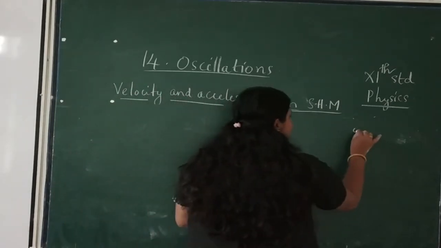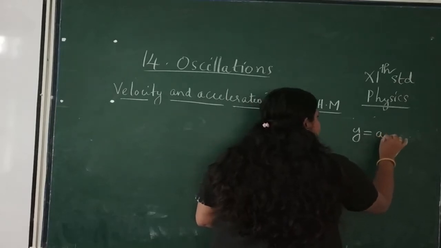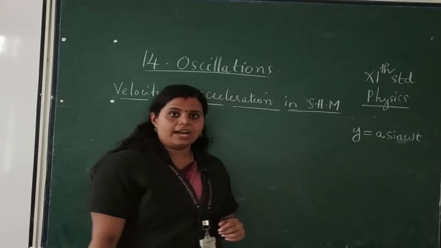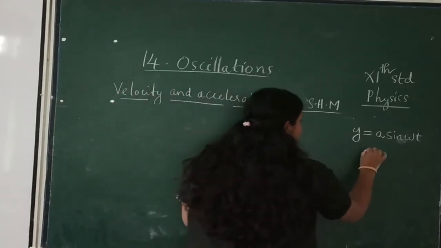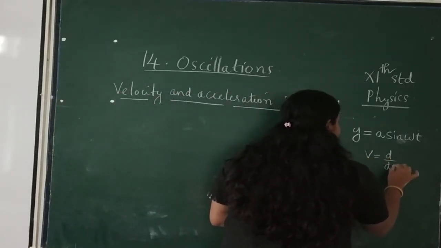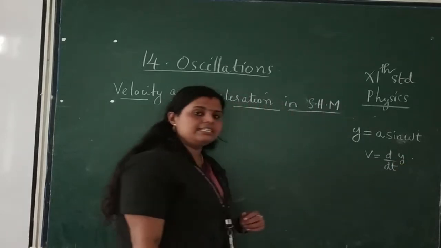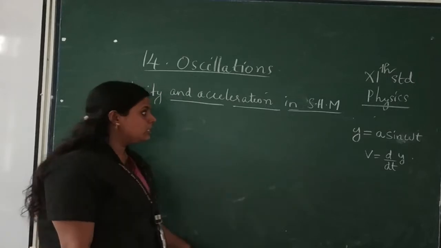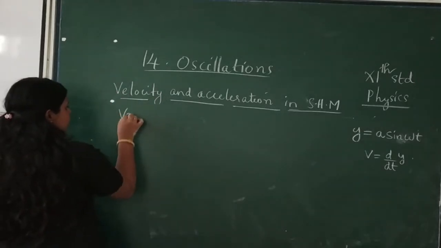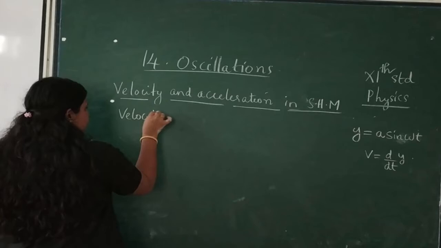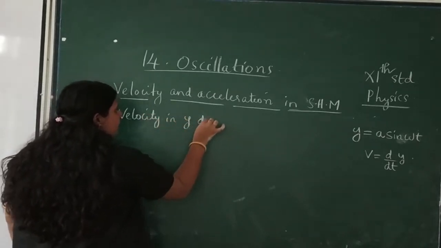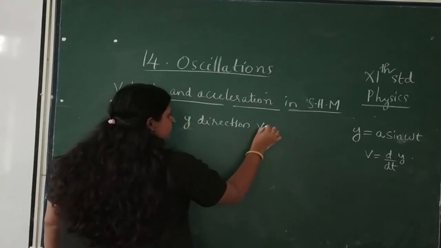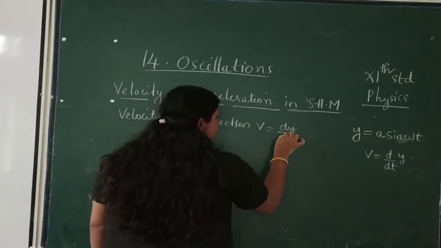And for this we have the expression for displacement in the y direction, that is y is equal to a sin omega t. And we know that the velocity is the rate of change of displacement, right? Here in this case it is dy by dt. So first let's derive the expression for velocity. Listen carefully. The velocity in the y direction can be written as v equal to dy by dt.